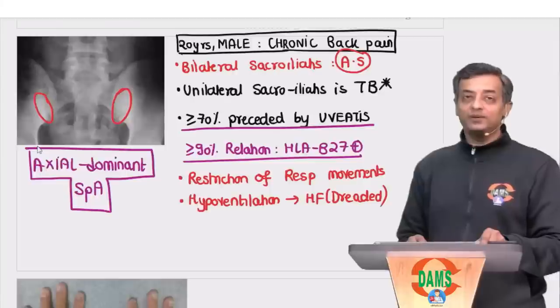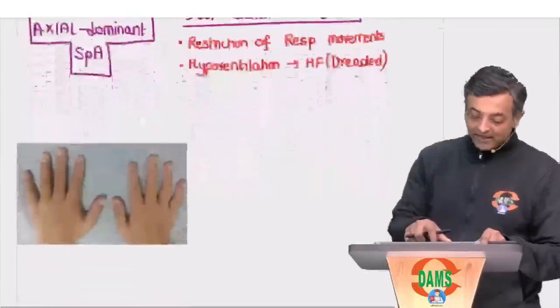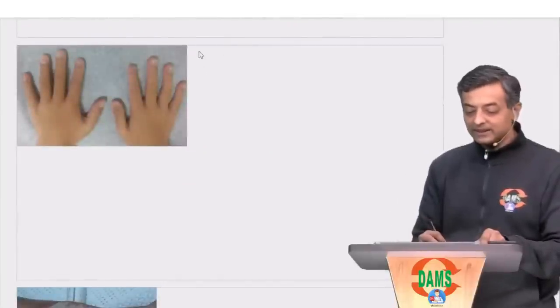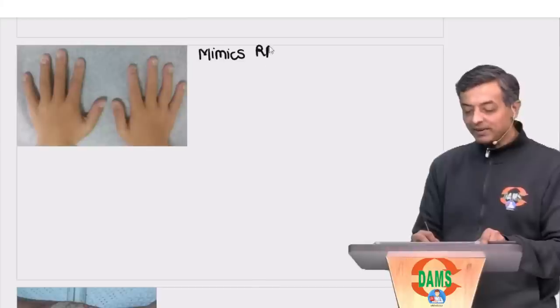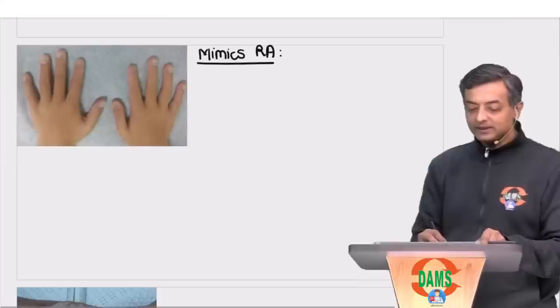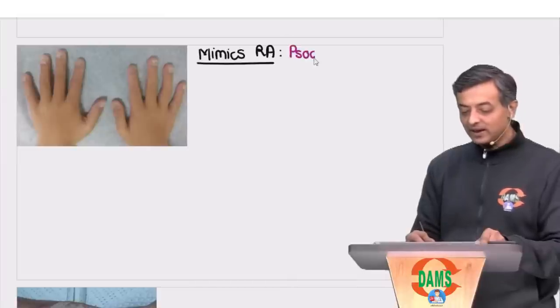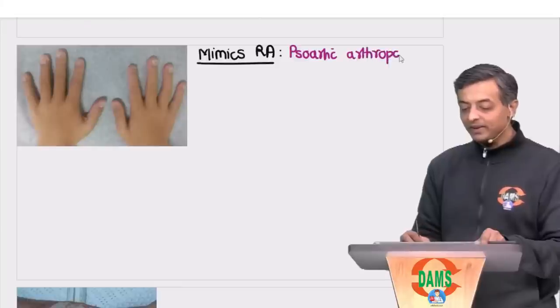Take it forward to the next one. Name the disease which mimics RA. Which disease mimics RA? It is psoriatic arthropathy. Psoriatic arthropathy mimics RA.